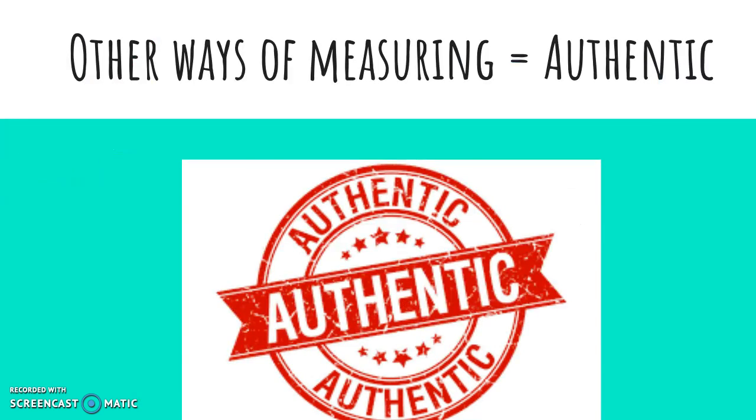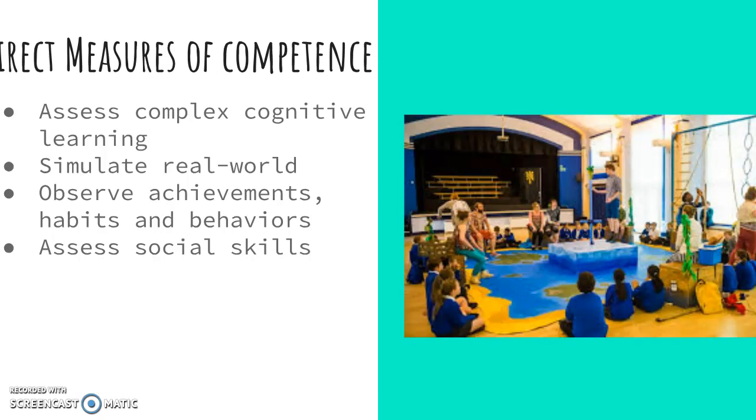So there's other ways of measuring besides paper pencil, and that's really looking at authentic ways of assessment. So direct measures of competence. That's assessing complex cognitive learning. It really simulates the real world to observe achievements, habits, and behaviors, and also assess social skills.